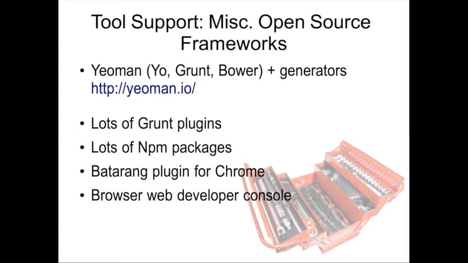Batarang is a plugin for Chrome. It's nice. It allows you to inspect the scopes, expressions, and does a few other things, and then there's just the browser web developer console. You can tap right into this stuff from your browser.